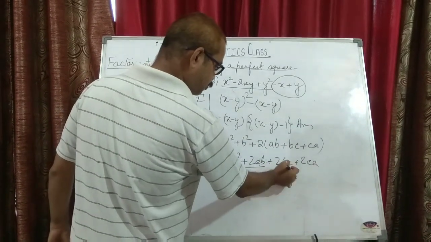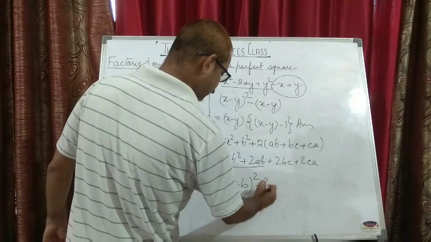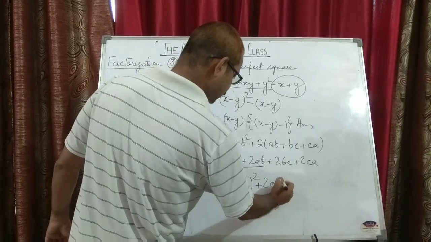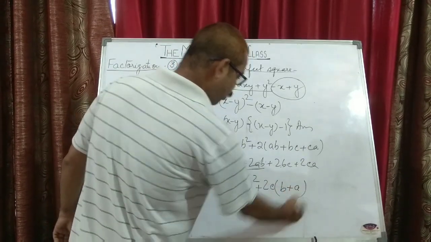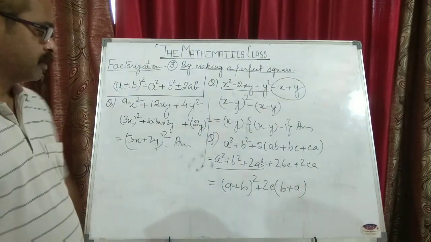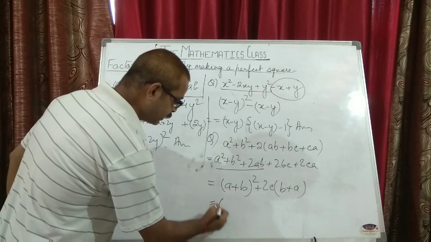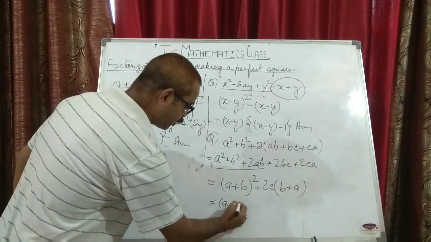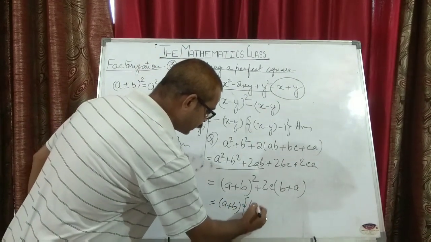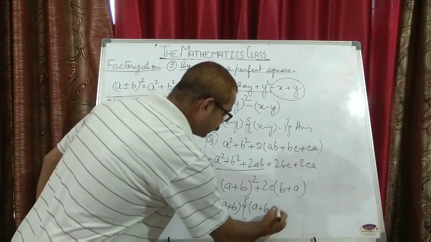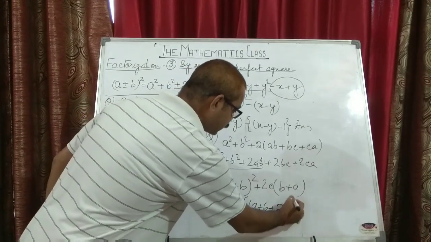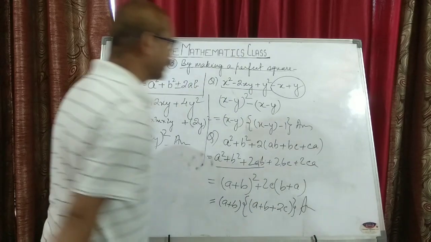From the remaining terms we can take 2c common. So I am taking 2c common. Again, what is left? b plus a or a plus b. b plus a and a plus b are the same. So I am taking a plus b common. What is left? a plus b plus 2c is the final value.